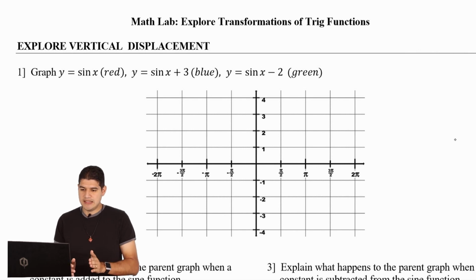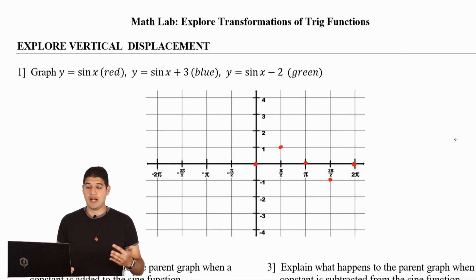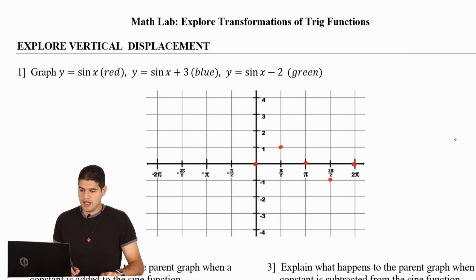So sine of 0, that's going to be 0. And then sine of pi over 2 is 1. Sine of pi is 0. Sine of 3 pi over 2 is negative 1. And sine of 2 pi is 0. So I'm getting those values from the parent graph because sine of x is just the parent graph. And then we have sine of negative pi over 2, sine of negative pi, sine of negative 3 pi over 2, and sine of negative 2 pi. So let me just connect those as smoothly as possible.